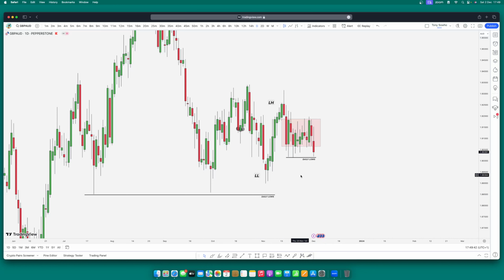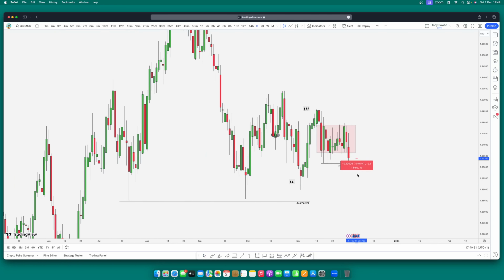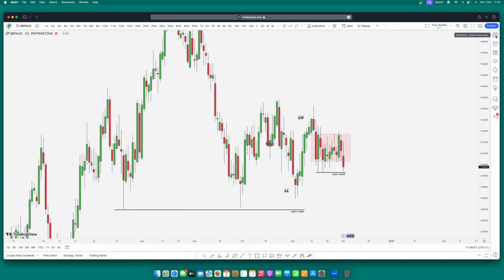So for GBPAUD, I'm more bearish now. I've been bearish, I'm more bearish now. Okay, so keep an eye from where price is to where the overall target is. That's about 200 pips roughly. So keep an eye for GBPAUD lower pricing.